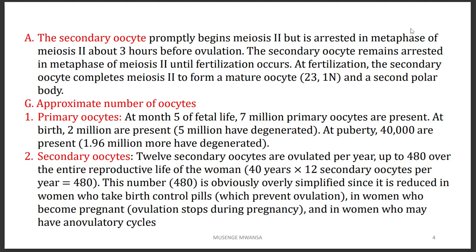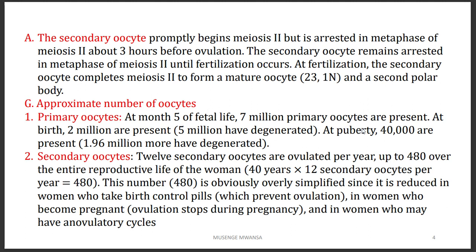Three of these are going to be inactivated. Only one is going to be active. That's the one which gets to mature. So now, the primary oocytes which are going to be formed by month 5 are around 7 million, and at birth, only 2 million are going to be present. The other 5 million is going to undergo atresia. They're going to be destroyed.